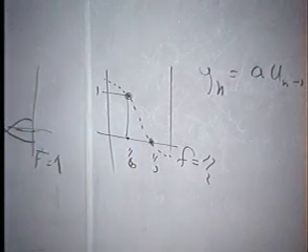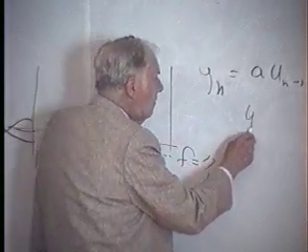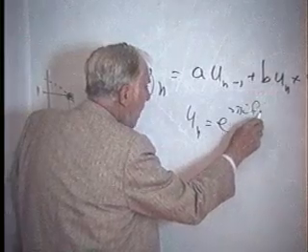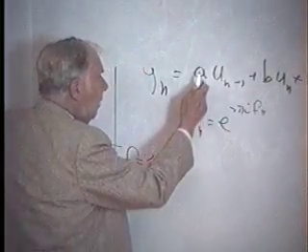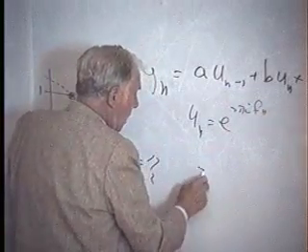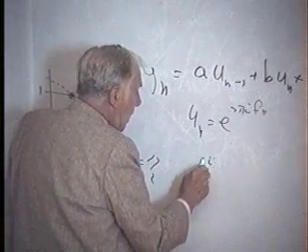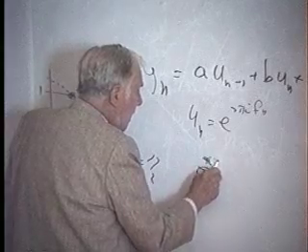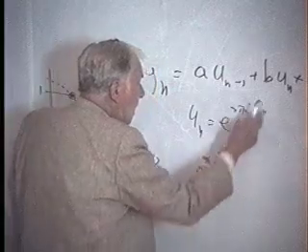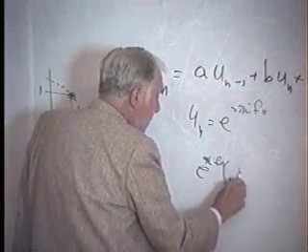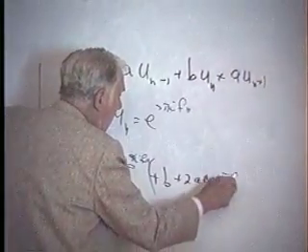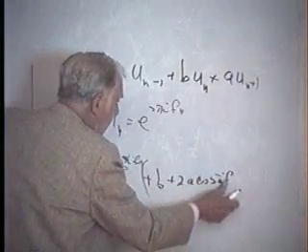I put in, try u_n equal e^(2 pi i f n). And I will get a with an exponential plus and one with a minus. I'll get e^(i 2 pi f n). I'll get an exponential minus and plus, and I'll get a b, so I'll get b plus 2a cosine 2 pi f n.